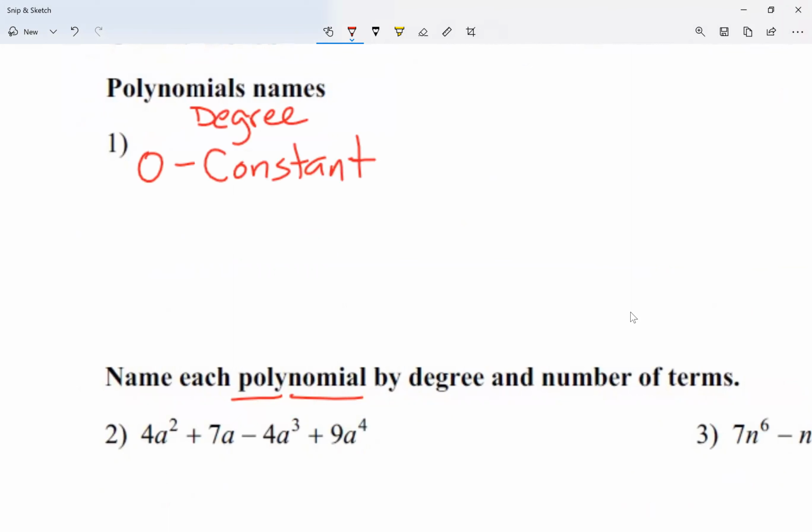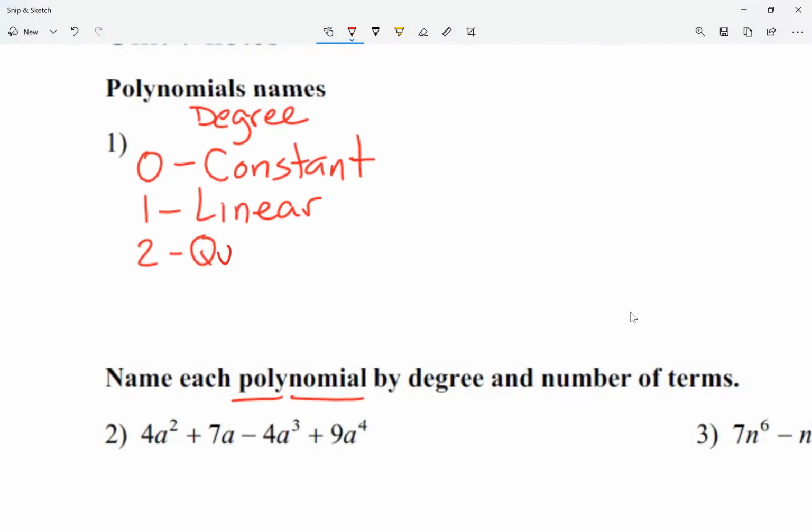The polynomial is basically just a number. Constant means it doesn't change. So yeah, the number will not change. Now, if my highest degree is a 1, we're going to call that linear. If my highest degree is a 2, we're going to call that quadratic. Again, it is based on the highest degree. If my highest degree is 3, we're going to call that cubic.